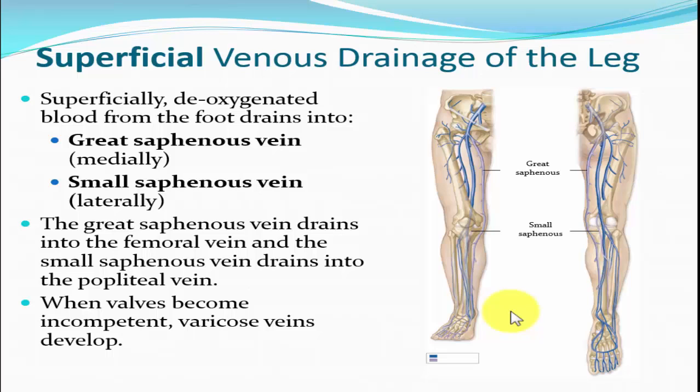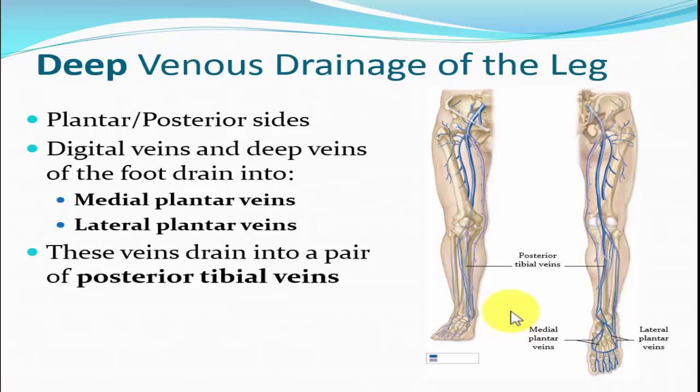When valves become incompetent, varicose veins develop. So when the veins are not able to drain, or the valves are not working, you get a backup and they become incompetent or unable to function properly. That creates your varicose veins, or the spider veins that you may see on some individuals.